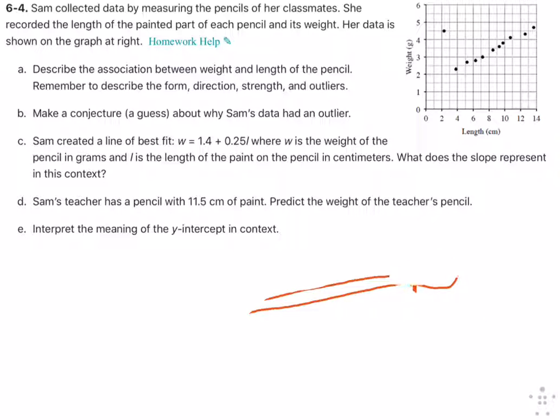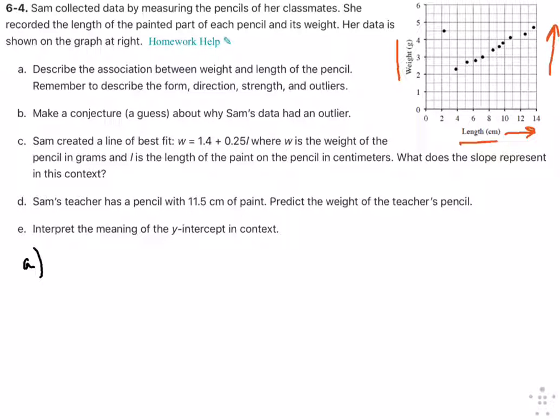Now let's look at the graph itself. So the x-axis is the length of the pencil, and the y-axis is the weight. So clearly, as the length increases this way, the weight increases, which makes sense. The longer the pencil, the more it weighs. Okay, so now it says for A, describe the association between weight and length of the pencil. Remember to describe the form, the direction, the strength, and the outliers.